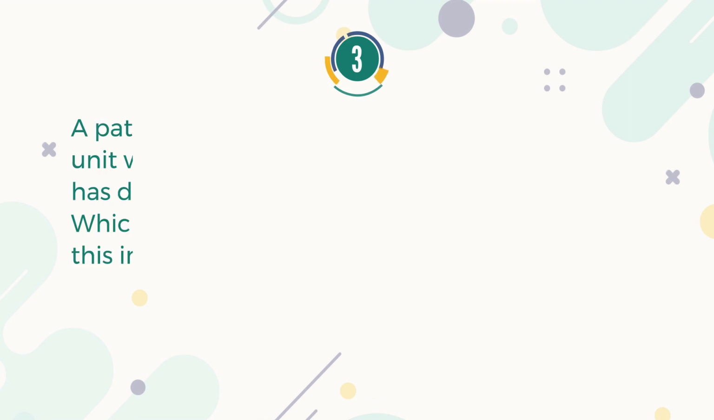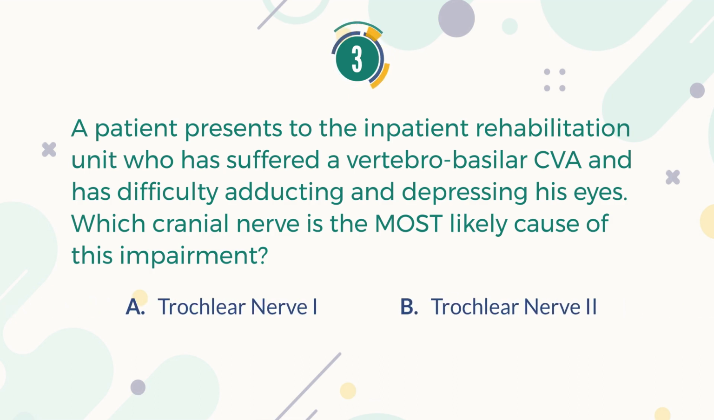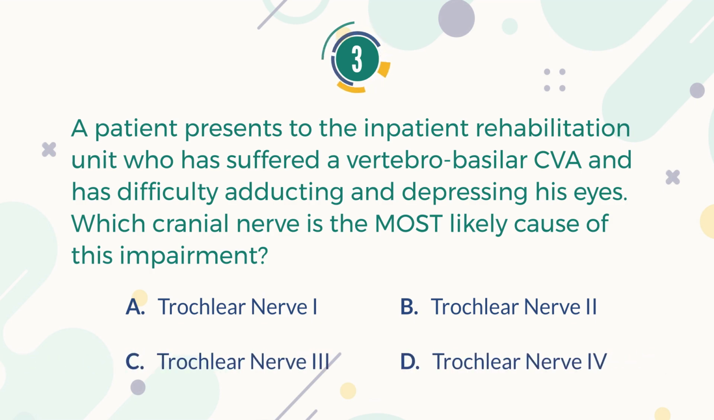Number 3. A patient presents to the inpatient rehabilitation unit who has suffered a vertebro-basilar cerebrovascular accident and has difficulty adducting and depressing his eyes. Which cranial nerve is the most likely cause of this impairment? A. Trochlear nerve 1. B. Trochlear nerve 2. C. Trochlear nerve 3. D. Trochlear nerve 4.